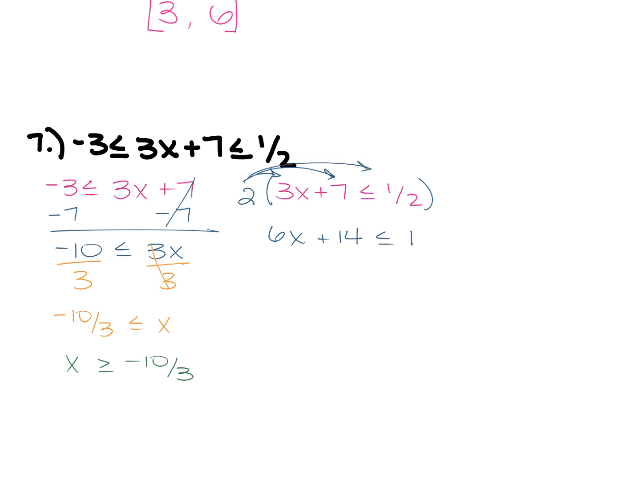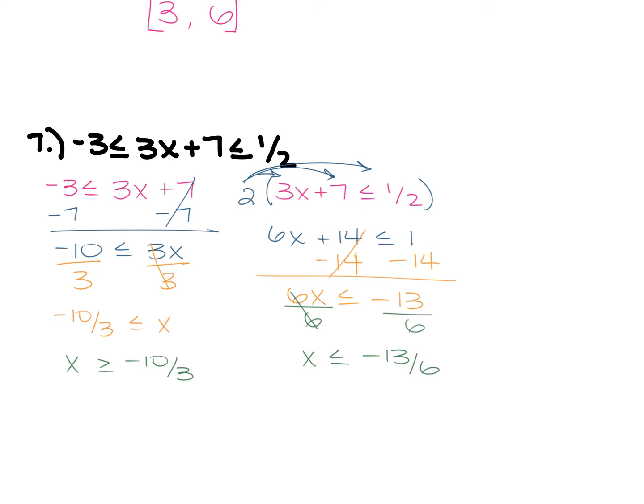All right, so now we're going to move the 14 over by subtracting it from both sides. So that's 6x is less than or equal to negative 13. Then we divide each side by the 6. So we have x is less than or equal to negative 13 over 6.